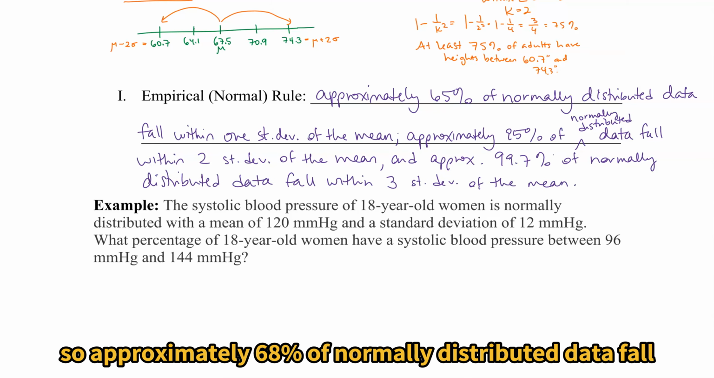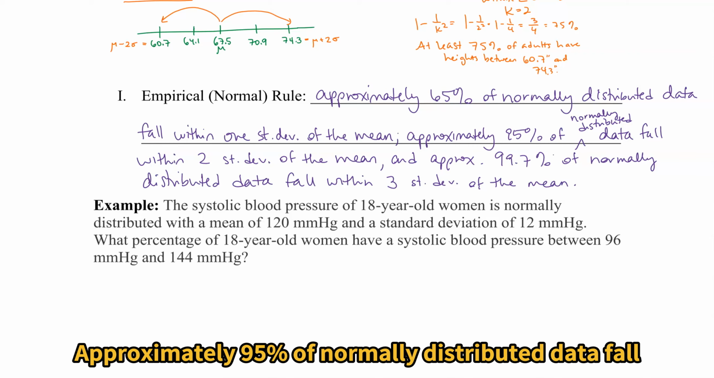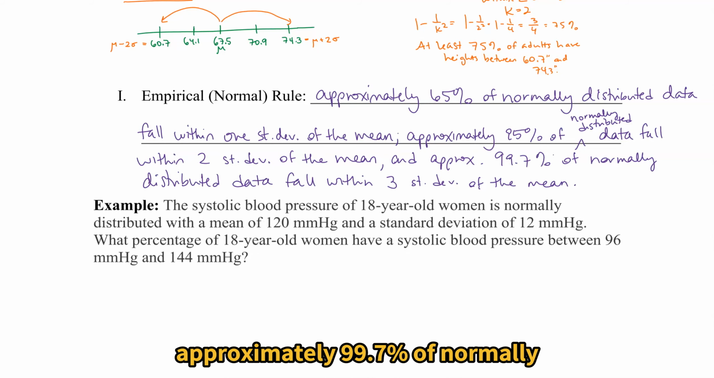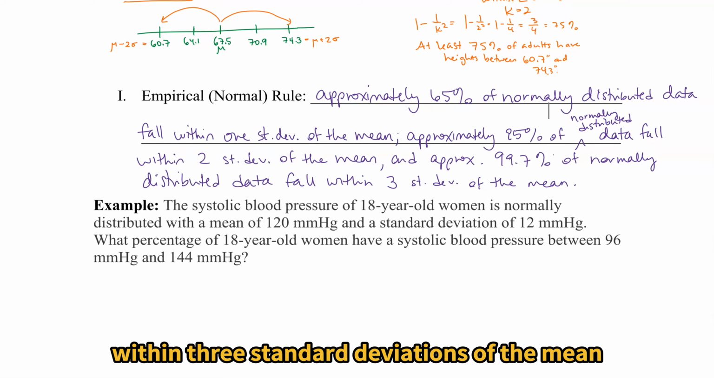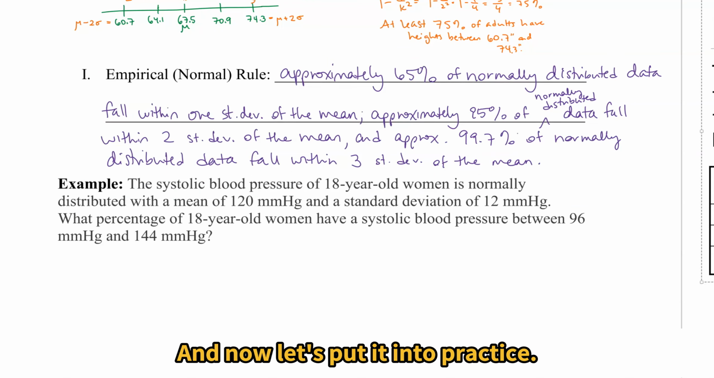So approximately 68% of normally distributed data fall within 1 standard deviation of the mean. Approximately 95% of normally distributed data fall within 2 standard deviations of the mean. And approximately 99.7% of normally distributed data fall within 3 standard deviations of the mean. So I'll also put that table over here for us. And now let's put it into practice.